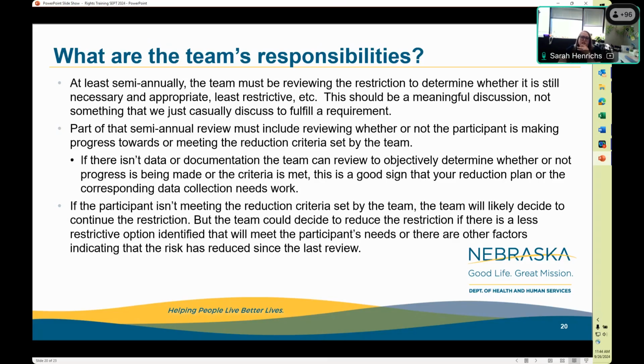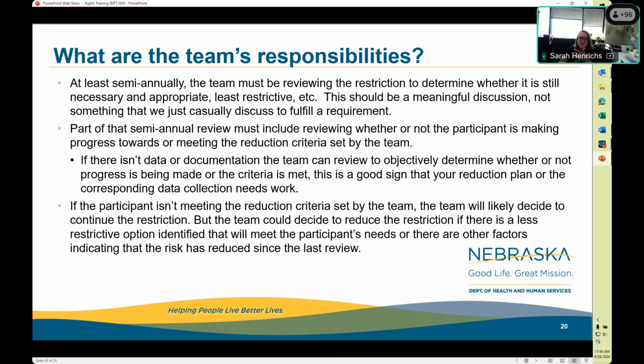And if the person hasn't met the reduction criteria, most of the time a team is probably going to decide to continue the restriction. But just like reduction plans aren't binding, and you don't have to reduce a restriction just because a person meets that criteria, meeting that reduction criteria is not the only way a team should consider a reduction of a restriction, because sometimes there are outside factors that nobody would have predicted that came in and changed the risk.